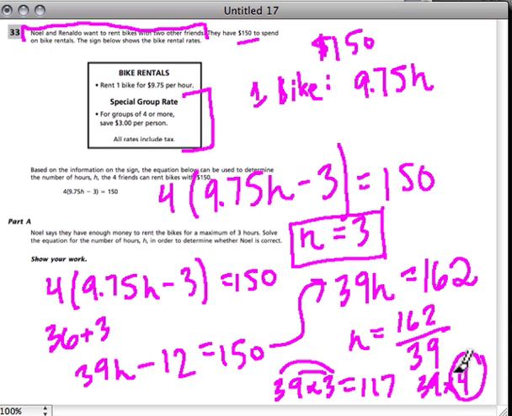5 hours would bring it over, because 5 times 30 is 150, and 5 times 9 is 45. So that's more than they have. We have 162 up here. So in fact, we could ride the bikes for about 4 hours.